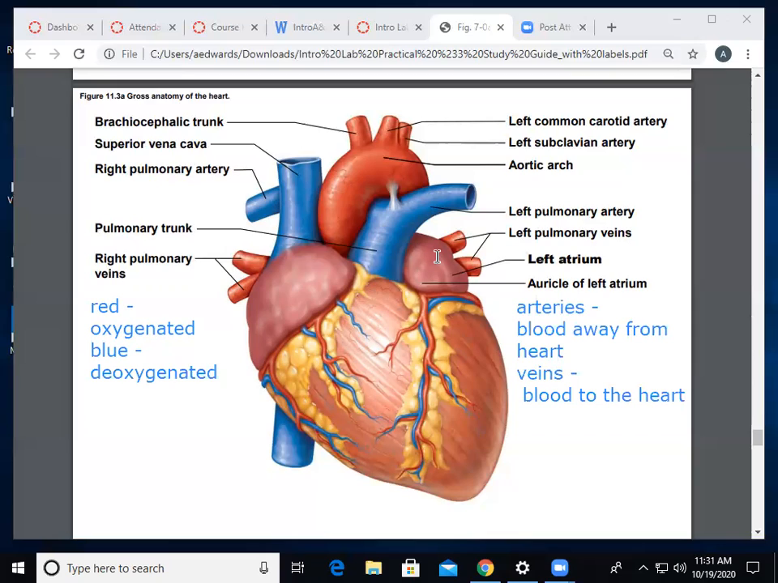So basically blood's been pumped to the lungs, gone into capillaries, picked up oxygen, coming back to the heart in veins. That blood is now what? Now that it's come back from the lung, it's oxygenated. So veins bring blood back to the heart. So these are your left and right pulmonary veins. So they are veins because they bring blood to the heart. They're red because they're oxygenated.